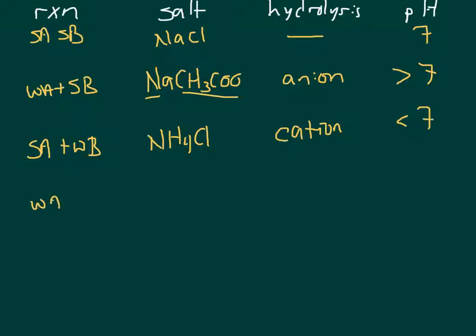The last one is if you have a weak acid and a weak base. If we use CH3COOH and NH3, here's your salt, NH4CH3COO. You do get an anion and cation hydrolysis. However, this is a little bit more unknown. You'd have to run a titration in order to determine this, because it depends on the relative strengths of these conjugates which are being created. Therefore, we cannot determine it.